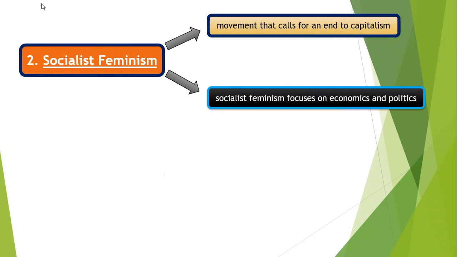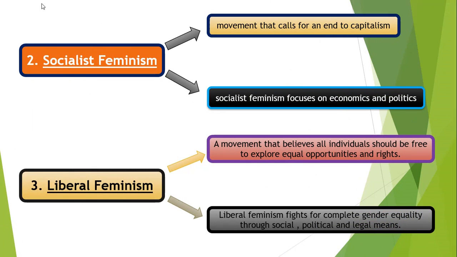Now let's move on to second type of feminism, that is socialist feminism. Radical feminism is the most extreme form. The second type of feminism, called socialist feminism, is slightly less extreme but still calls for major social change. Socialist feminism is a movement that calls for an end to capitalism through a socialist reformation of our economy. They insist that the only way to end the oppression of women is to overthrow the capitalist system. Socialist feminism is the result of Marxism meeting radical feminism. Socialist feminism focuses on economics and politics.